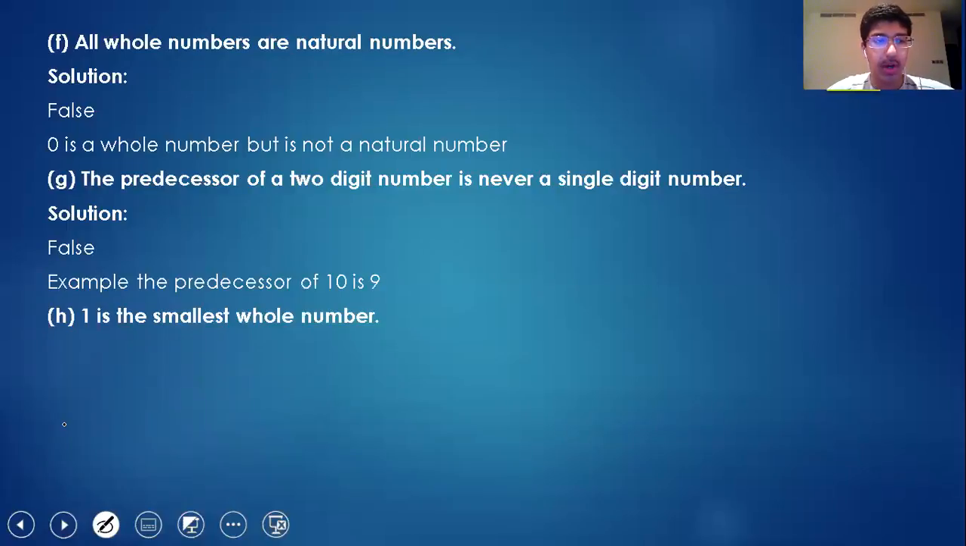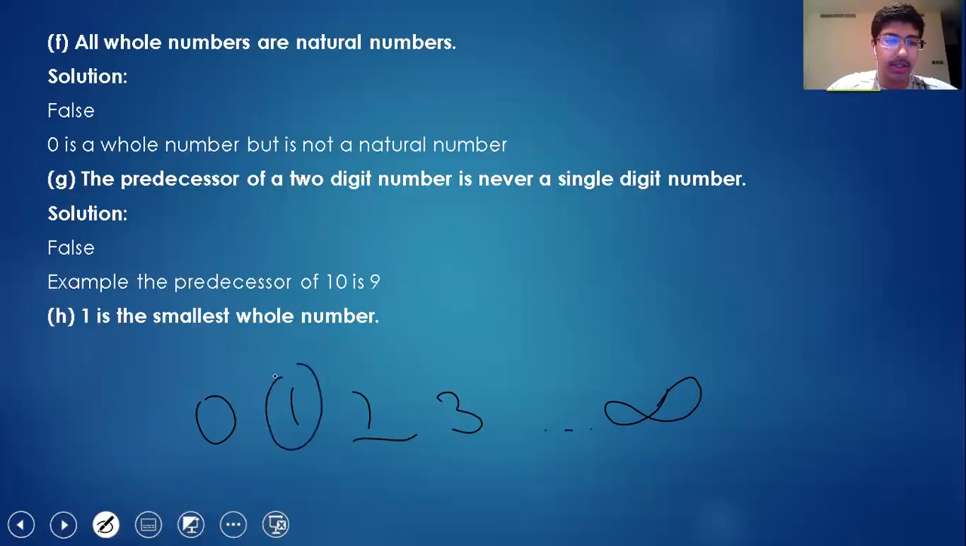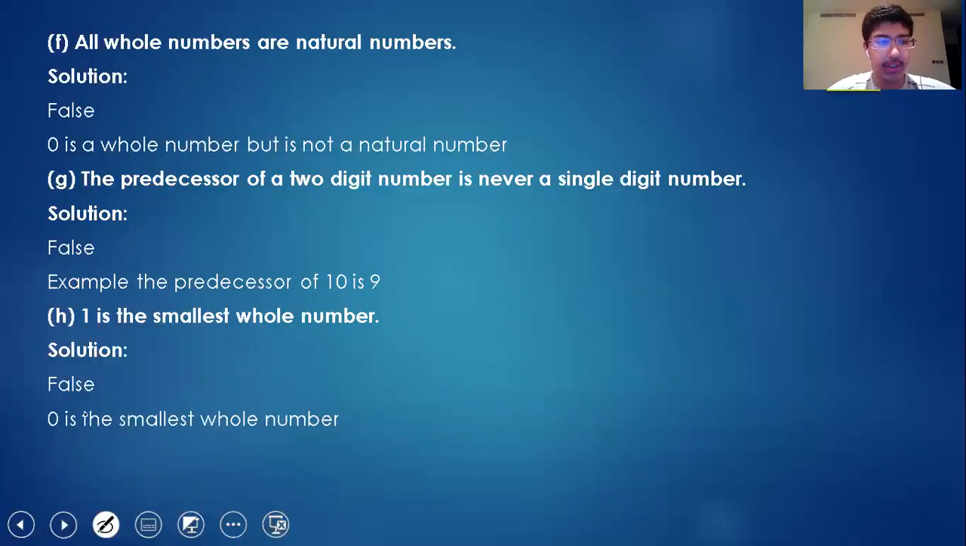Next one. 1 is the smallest whole number. Whole numbers are what? Numbers starting from 0 to infinity. Correct? So where does 1 come? 0, 1, 2, 3, like that, right? They say that 1 is the smallest whole number. Before 1 comes 0. Isn't 0 the smallest whole number? So this statement is false. 0 is the smallest whole number and not 1.